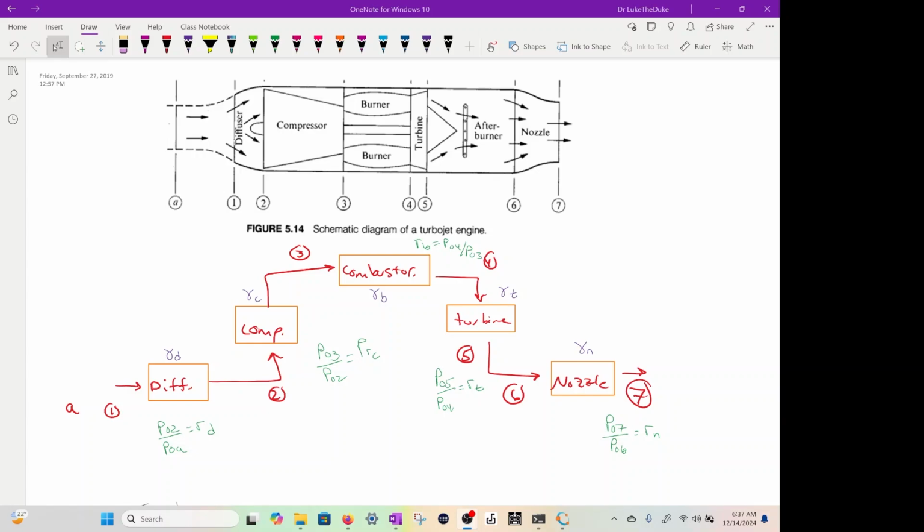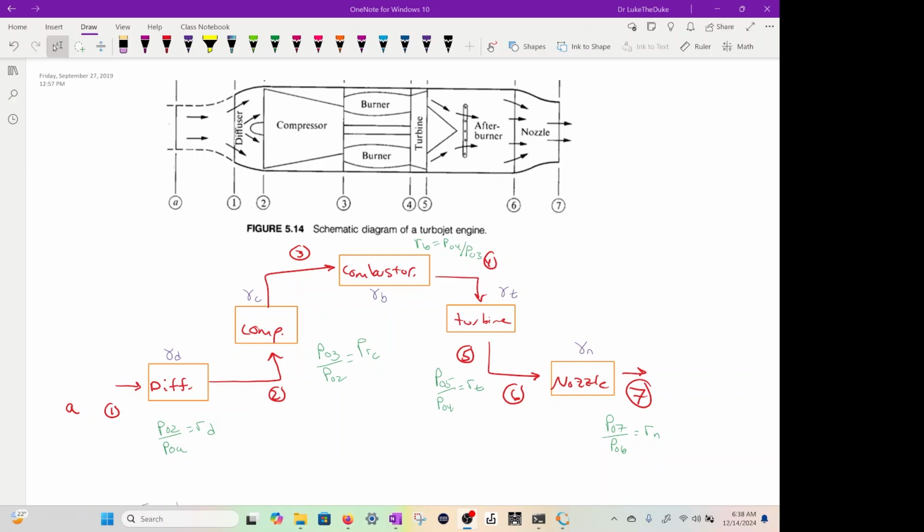So you have the diffuser, the compressor, the combustor, the turbine. You could have the afterburner, and then the nozzle. Each one of these components has some sort of efficiency. Some have an adiabatic efficiency to be more realistic, where the combustor will have its own efficiency based on the combustion process. Okay, so those are going to be ADAs. And then each one of these components could have its own gamma, so its own specific heat ratio.